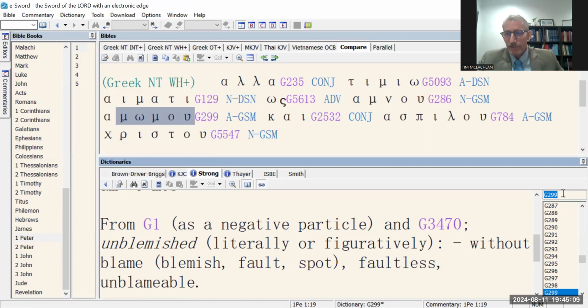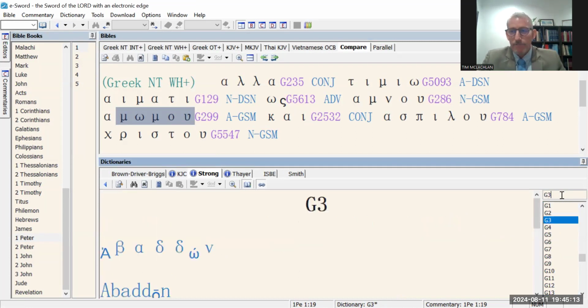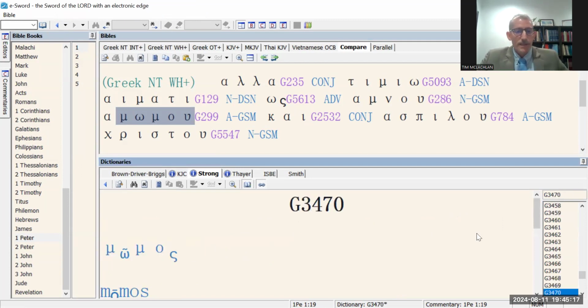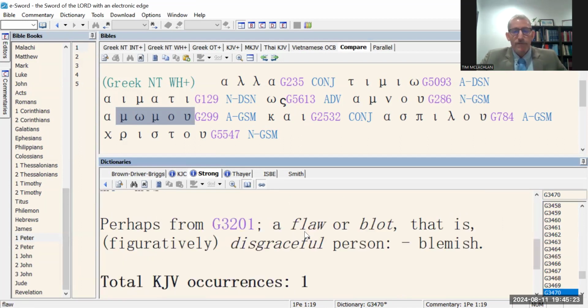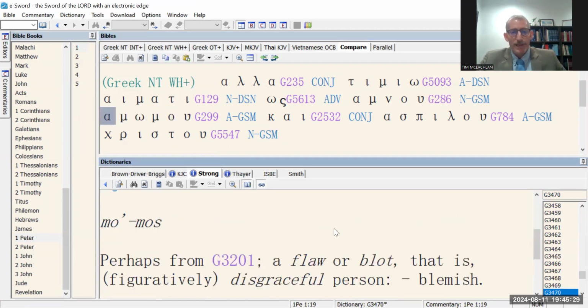G3, I can just go back here. So if we looked at the word G3470, see the word there is momos. Momos means a flaw or a blot, so they have a blemish. But if you put the alpha on the front, it means without blemish. And that's how a lot of the Greek words are. You're bringing sort of two root words together to make a new word.